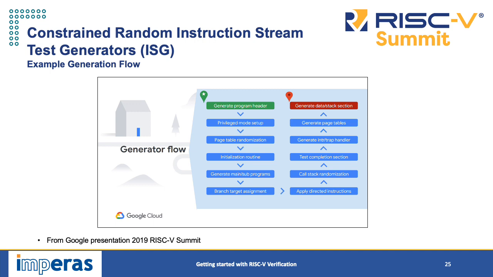A generator flow isn't as simple as just generating a single instruction. Complex engines like the vector engine need quite a lot of setup before you can have legal instructions. So it's not just a matter of random instructions and random operands. Here's an example again from Google with some 12 stages to generating legal programs.